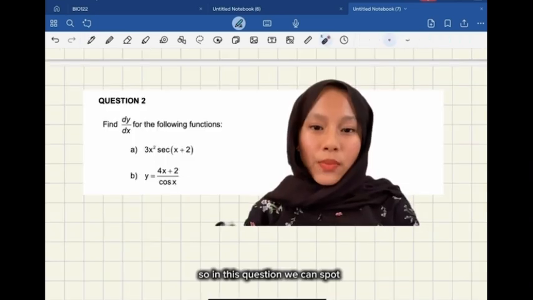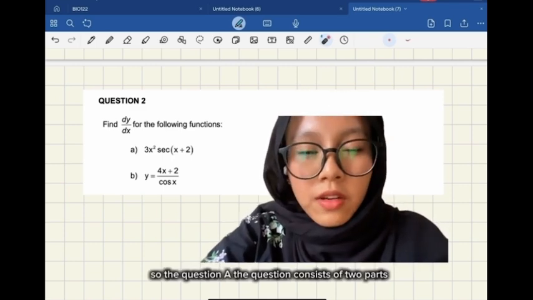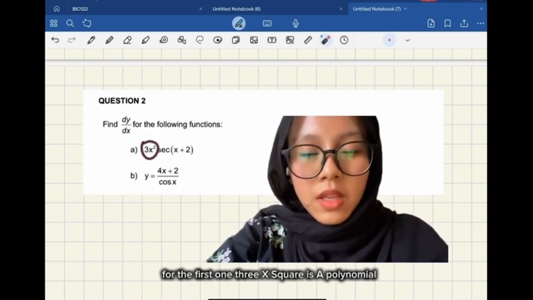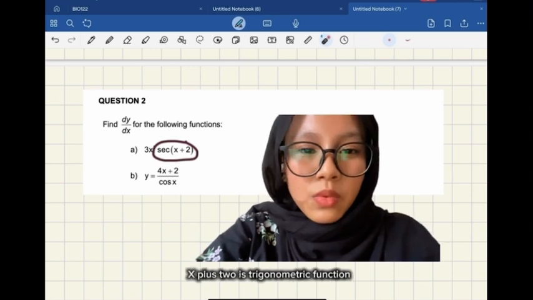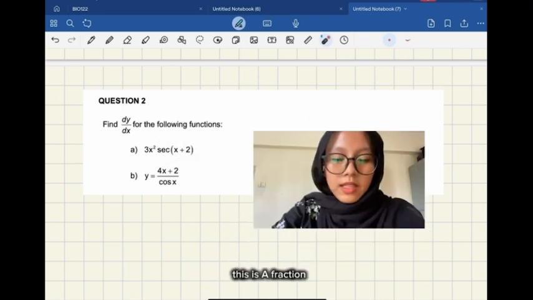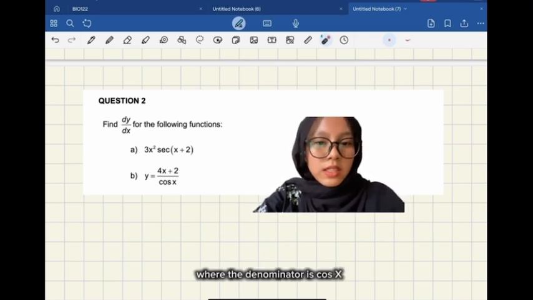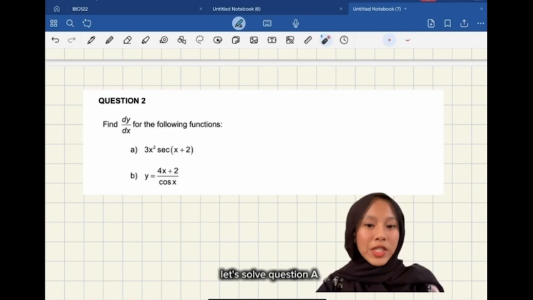So in this question, we can spot that there are two different functions. Question A consists of two parts. For the first one, 3x squared is a polynomial, while the second, secant in brackets x plus 2, is a trigonometric function. For question B, this is a fraction, where the numerator is 4x plus 2, while the denominator is cos x. Let's solve question A.